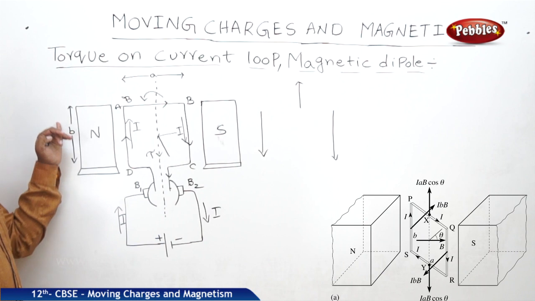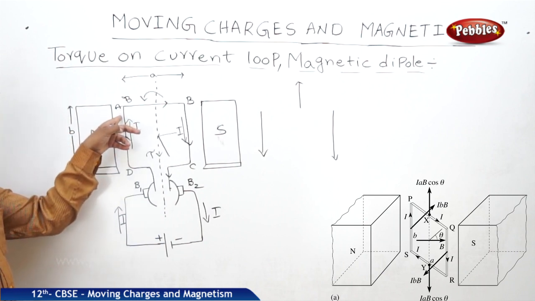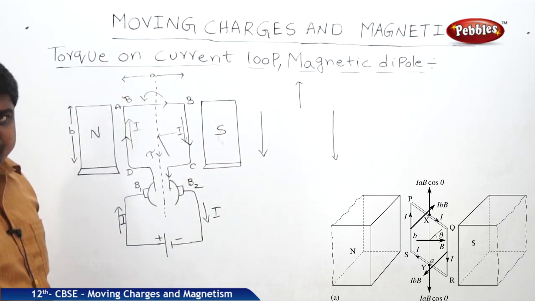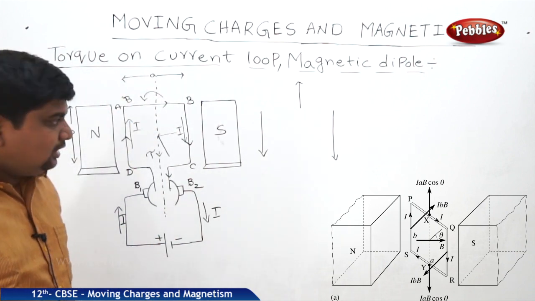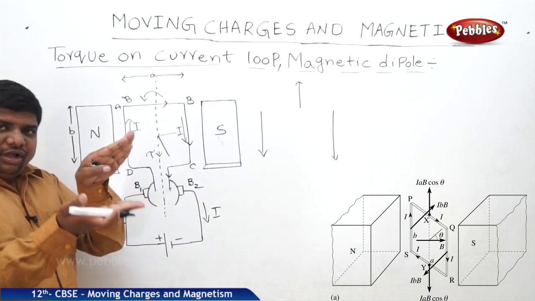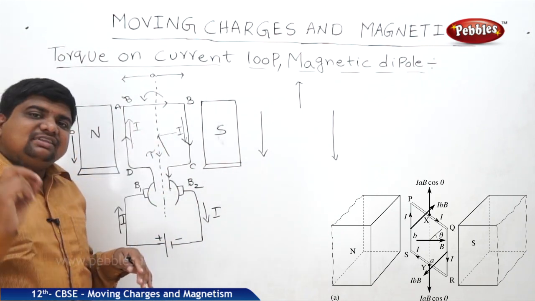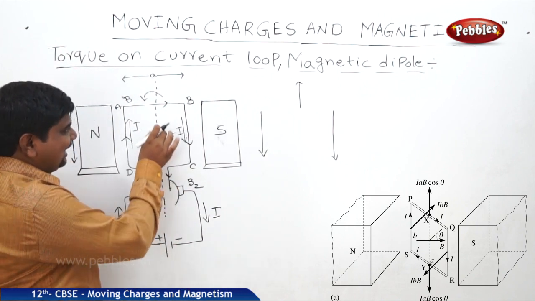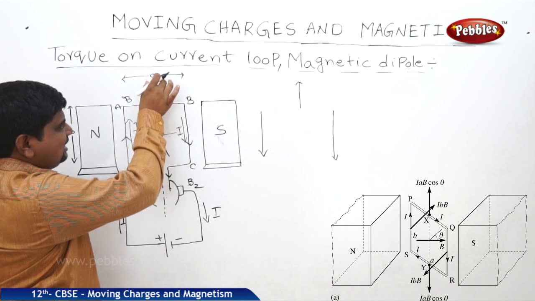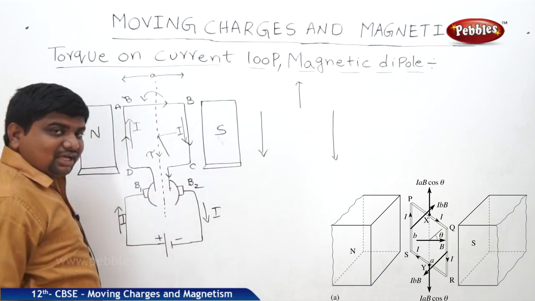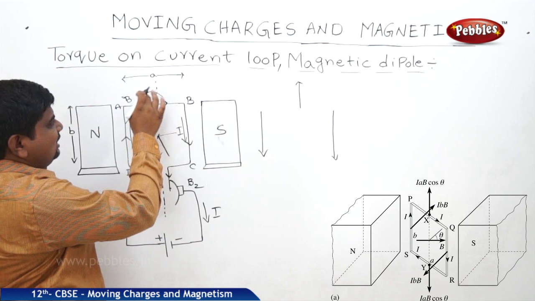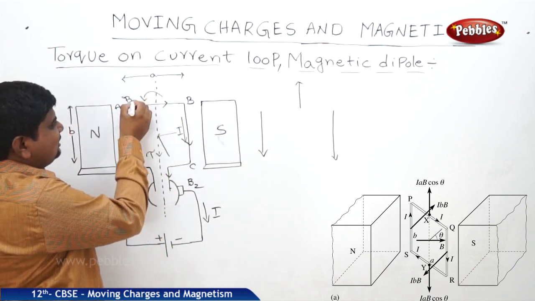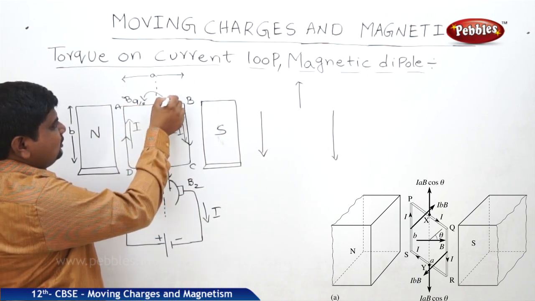The length of the armature coil is B, the breadth is A, and the area is AB. Now, when a coil is rotating, it should rotate with respect to a rotatory axis. So we draw a dotted line which cuts exactly the middle of the breadth of the armature coil. This rotatory axis cuts the breadth into two parts, A by 2 and A by 2.